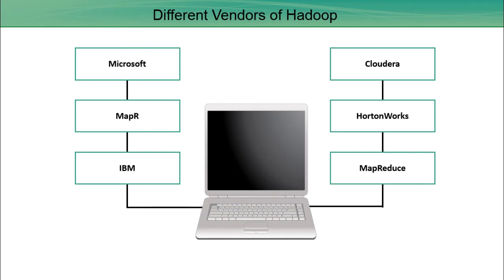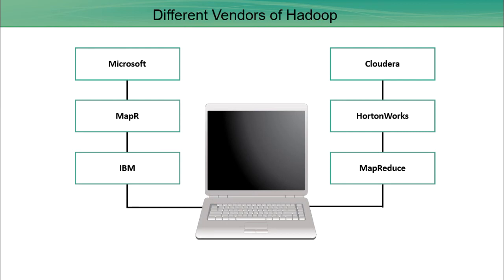Then we have Hortonworks, known as the Hortonworks Data Platform, abbreviated as HDP. It uses a very nice system for cluster management called Apache Ambari.